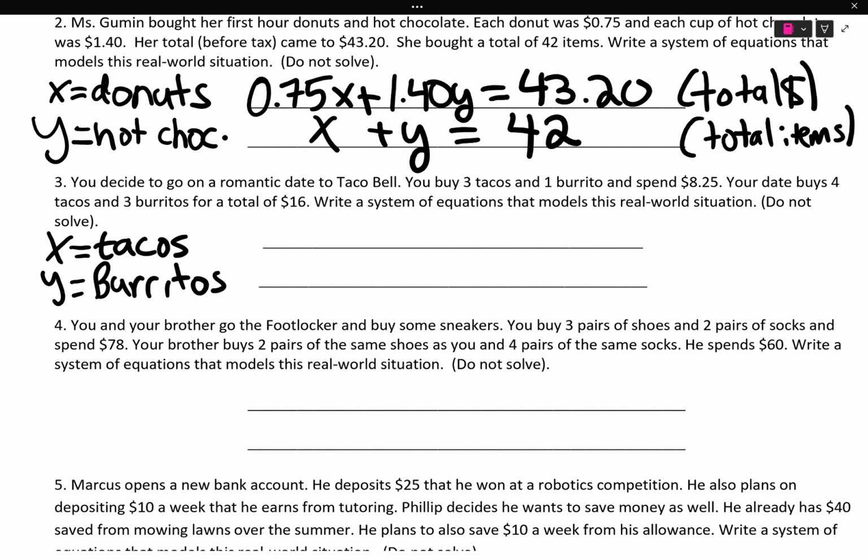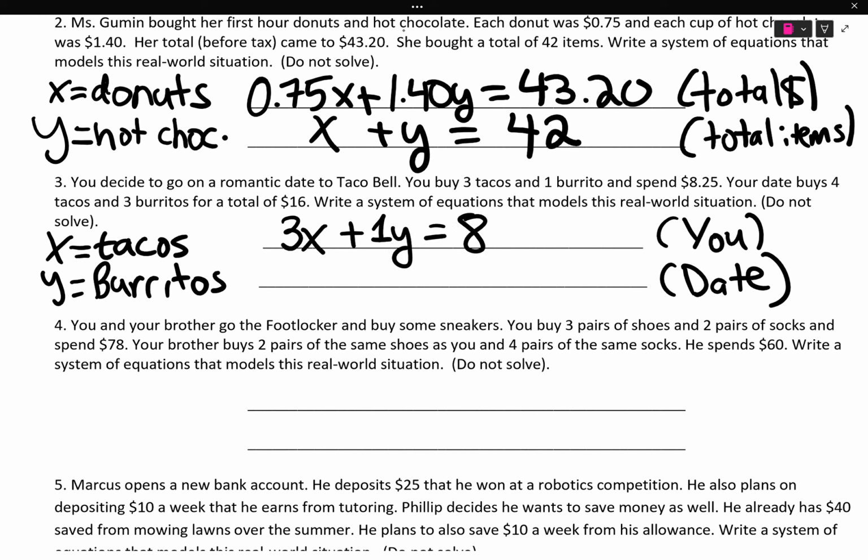Now, unlike the first two problems, we don't have total money and total items, we have two separate people. We've got you, and we've got the date. All right, let's talk about how much money you spent. Well, you spent money on 3 tacos and 1 burrito for $8.25. Now, do we need to write that 1 next to the Y? No, we don't. But you wouldn't be wrong if you did.